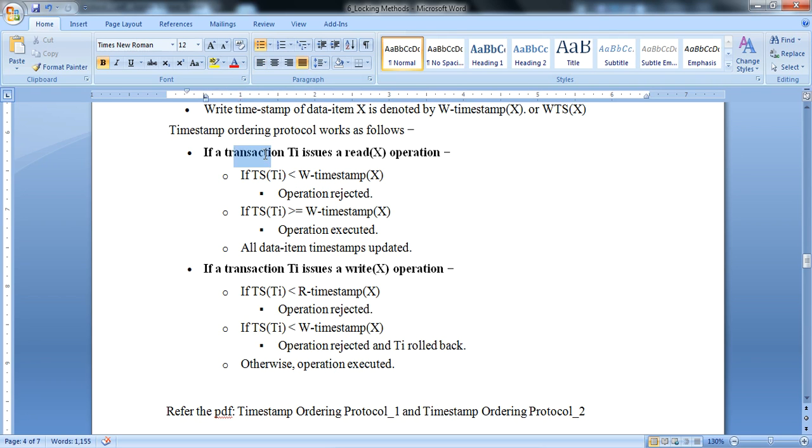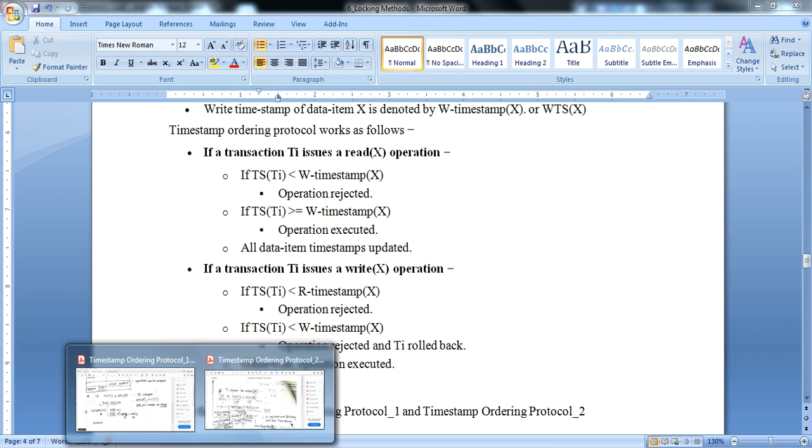This is simply the example of the rule: if transaction Ti issues a read operation on the data item, then it validates these things, and if the check fails, then it is rejected. If it is correct, then it is allowed, right?